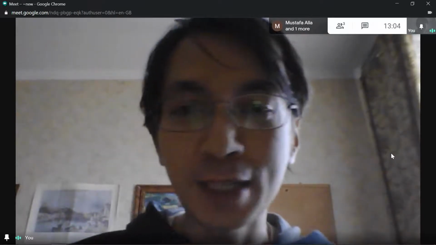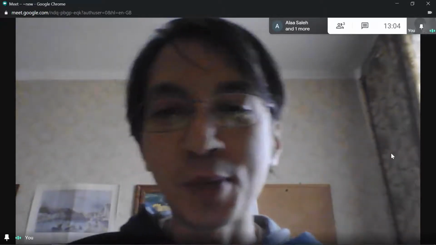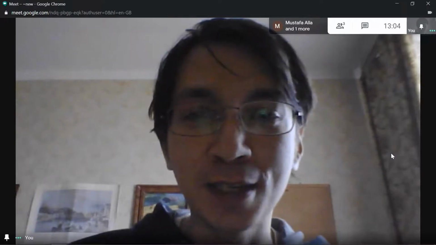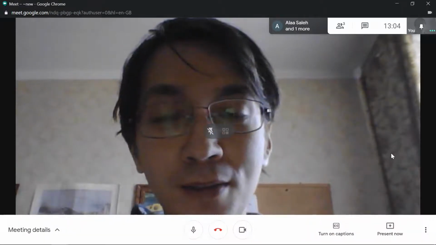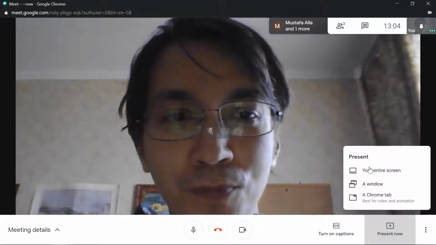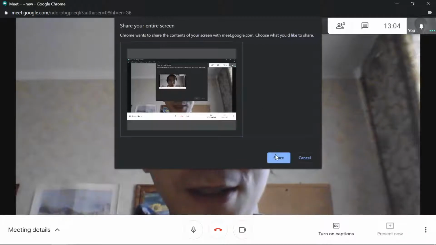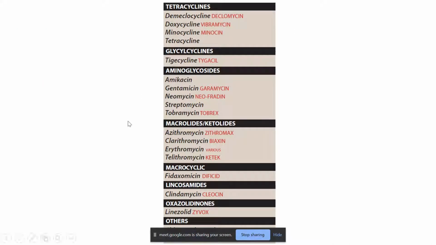The topic of today's lecture is protein synthesis inhibitors. The antibiotics that inhibit synthesis of the protein influence the ribosomes of the bacteria. And main classes of the antibiotics that inhibit protein synthesis include the tetracyclines, aminoglycosides, and macrolides. So these are three main.